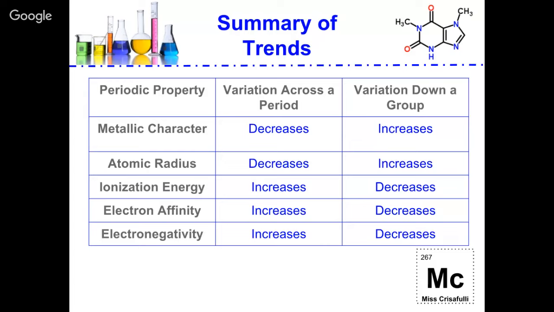Electron affinity is the opposite of ionization energy, remember? And so it's going to increase going across a period and decrease going down a group, should make sense. And electronegativity is going to increase going across a period and also decrease going down a group. So these are all of the trends. And in class, you're going to be working on that flip book, which will help you keep everything straight.